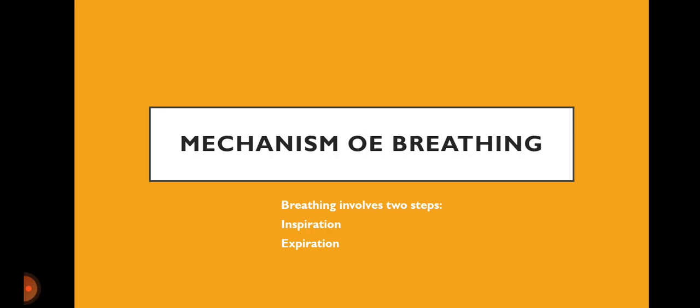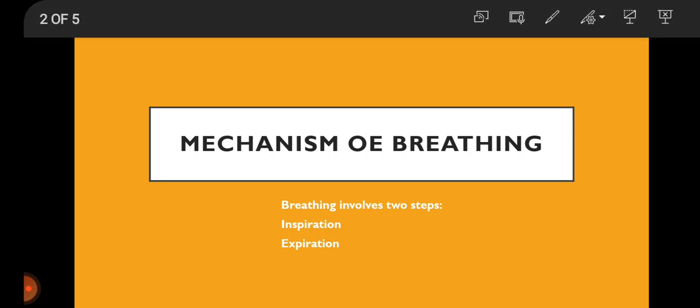mechanism of breathing. The movement of air into and out of the lungs is carried out by creating a pressure gradient between the lungs and the atmosphere. The diaphragm and the intercostal muscles help in the generation of such a pressure gradient. Breathing involves two steps: one is inspiration and the other is expiration.